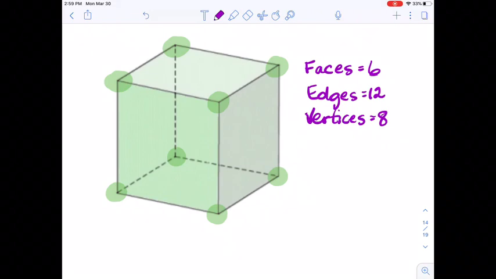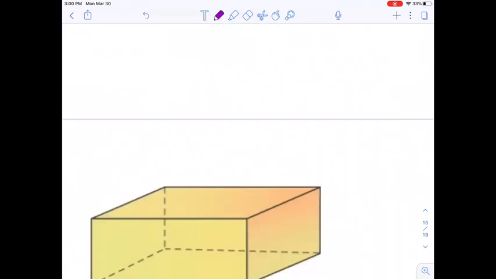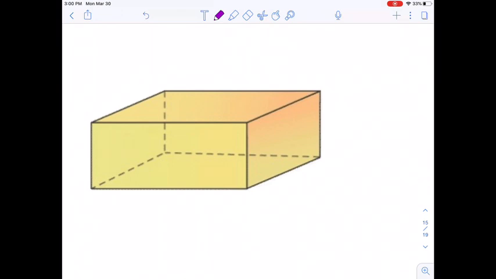Yesterday we learned about faces, edges, and vertices, and we counted how many there were on a cube. Today let's start with a rectangular prism. Remember we said a cube is a rectangular prism. I wonder if they have anything in common when we start looking at faces and edges and vertices. Let's see. Let's start with faces.